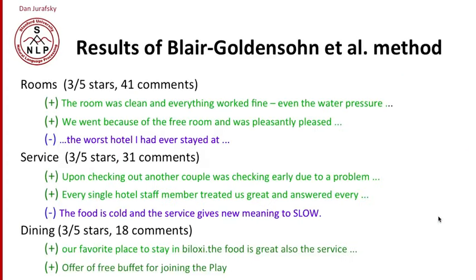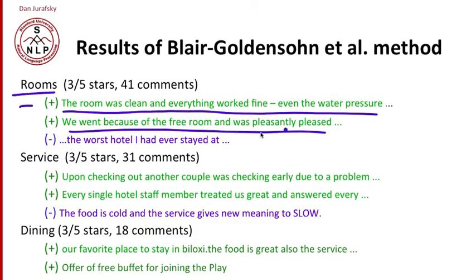And here's an example of what you might get as the final summary. So maybe for a hotel, for rooms, we might get that this sentence, the room was clean and everything worked fine, has positive sentiment. Another positive sentiment. Here's an example of negative sentiment. So we first figure out that worst is a negative sentiment, and then we might extract from somewhere in here that there's some mention of rooms. And similarly for service, we might see service gives new meaning to slow, and that's negative.